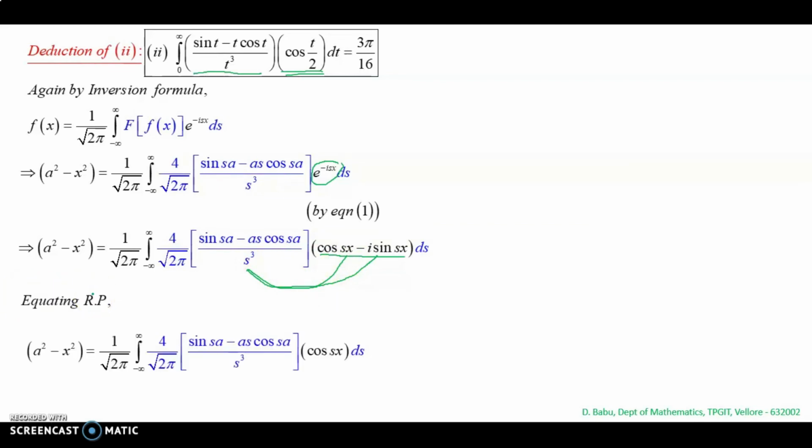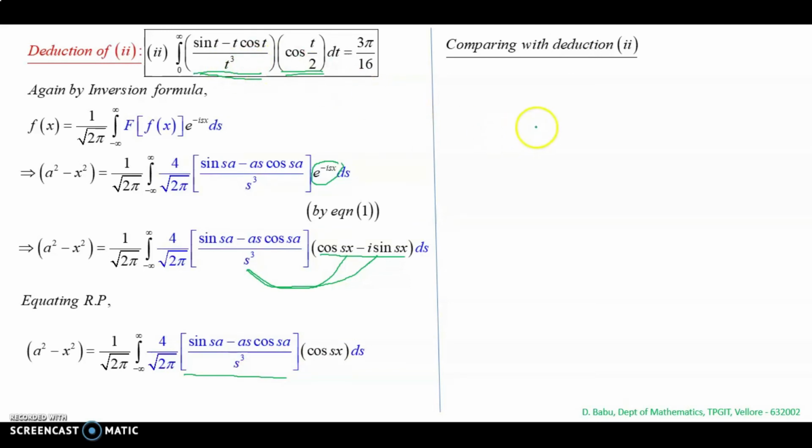Okay. Now, comparing with deduction 2. So first compare this bracketed term with this bracketed term. Here the denominator term is s cube, here the denominator term is t cube. Therefore we have to substitute s equal to t. So when s equals t, the numerator is sin ta. Here it is sin t. Therefore we put a equal to 1. So with s equal to t and a equal to 1, we get sin t minus t cos t divided by t cube.